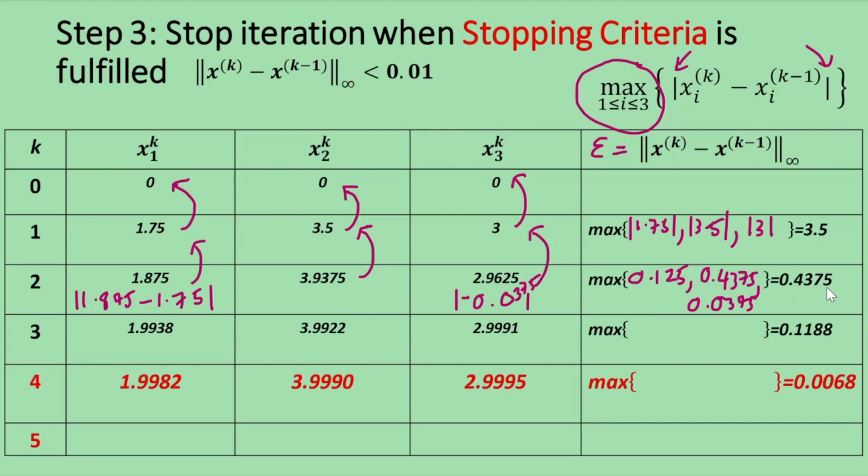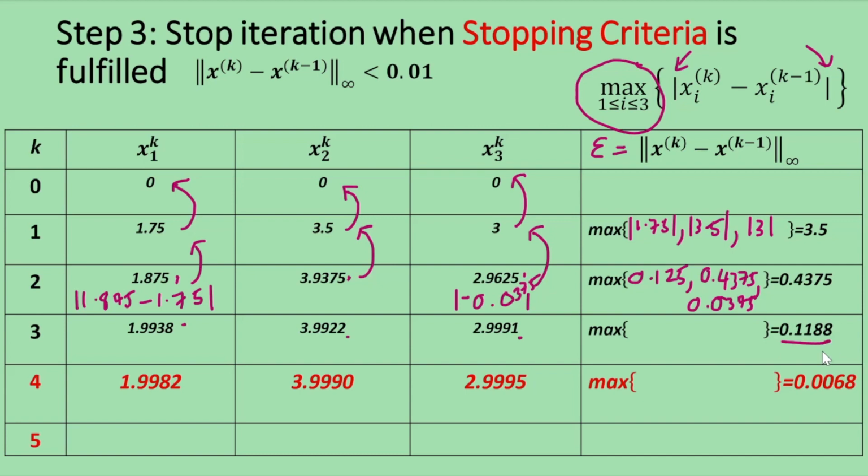So you'll be doing it again and again for each iteration, for each step. So again, you're going to take the absolute value of this value minus this value and compare it with the absolute value of this value minus this value. Compare it with the absolute value of this value minus this value. And the answer is this one here.